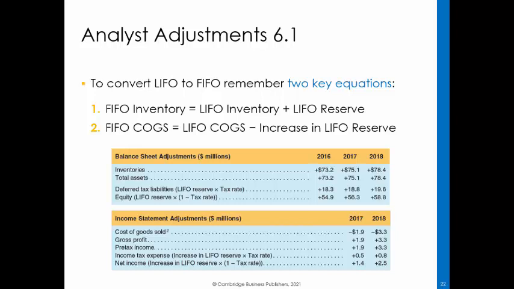The income tax expense would increase by the LIFO reserve change times the 25% tax rate, and net income would increase by the difference in pre-tax income and the tax expense change. We could also calculate the change in net income by multiplying the change in the LIFO reserve times 1 minus the tax rate.